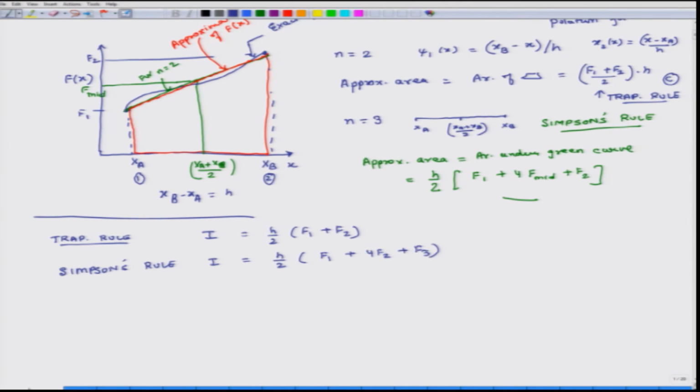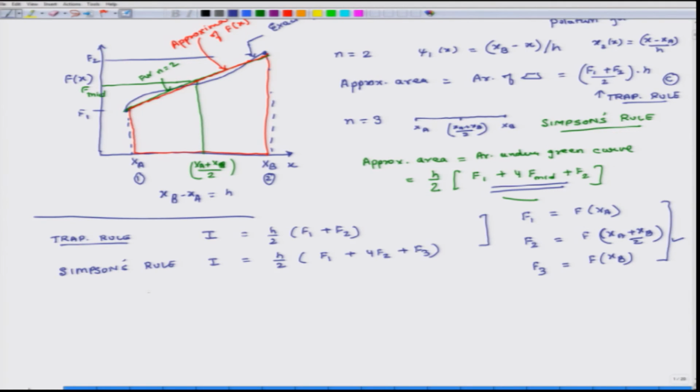I have just renumbered some of these indices, so I will make it explicit. In these 2 equations, f1 is f of xa, okay. f2 is equal to f of xa plus xb by 2. So this is the midpoint. f3 is f at xb. These definitions are a little bit different than this definition, because here f2 means the last point, but in these things f2 means the midpoint. So that is the only difference.